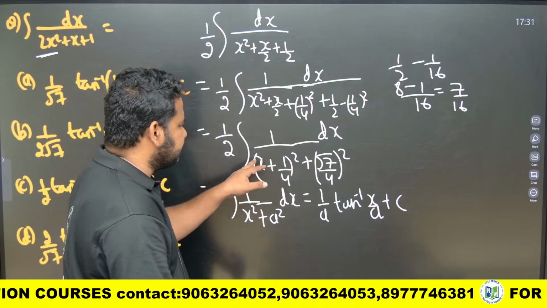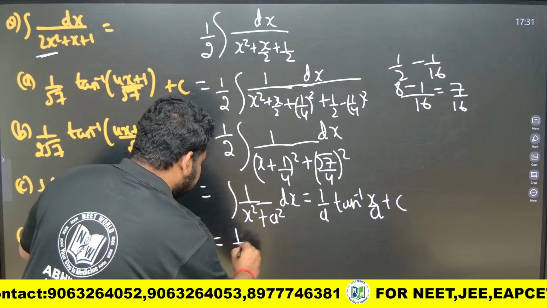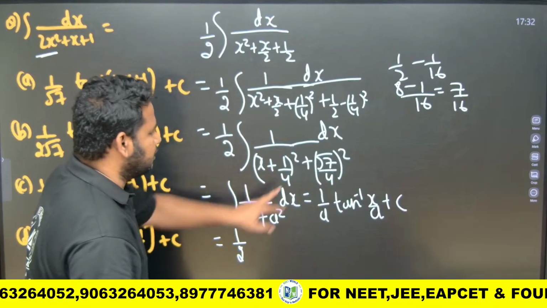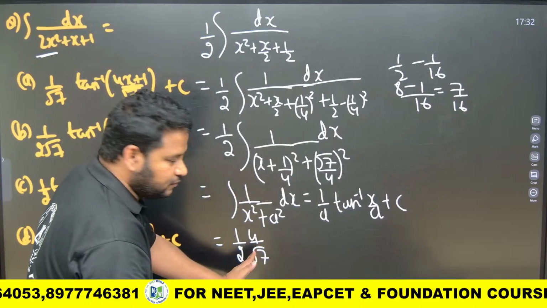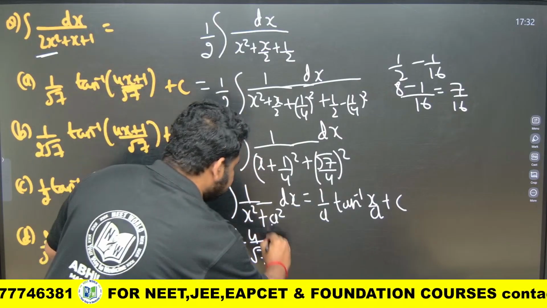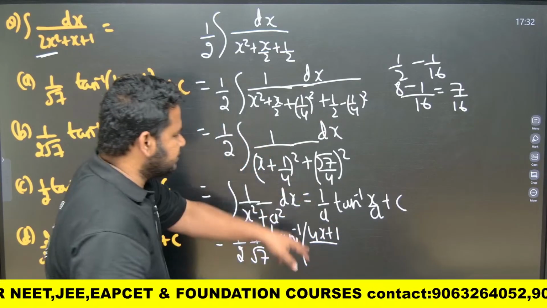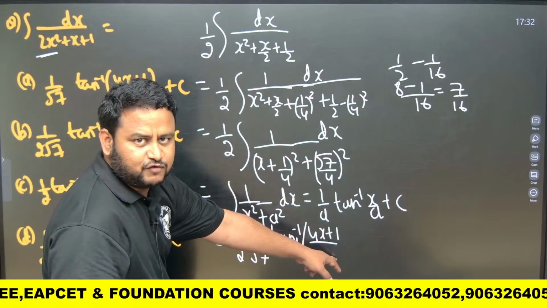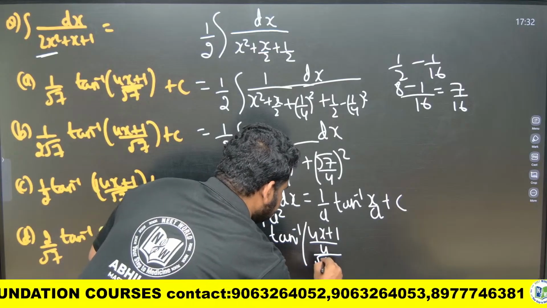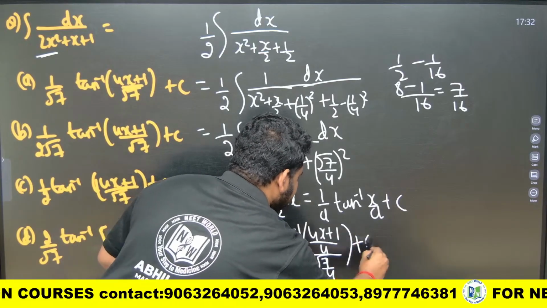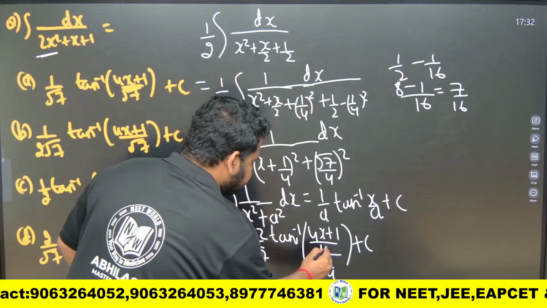If I take the LCM, x plus 1 by 4 becomes 4x plus 1 by 4. So here 1 by 2 should be there, into 1 by a. 1 by a is what? 1 by root 7 by 4 is 4 by root 7. So this will become tan inverse of 4x plus 1 by root 7 by 4 plus c. Here 4 cancels with 4, and if I simplify, this becomes 2.